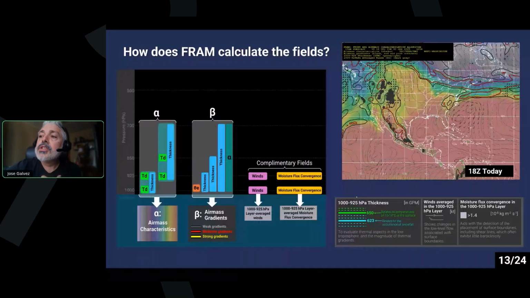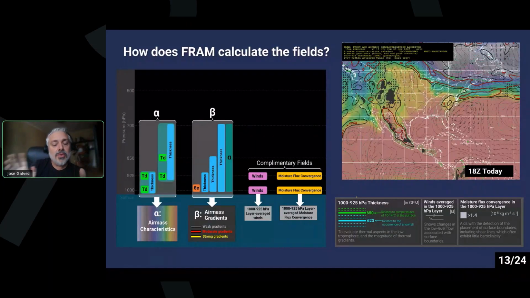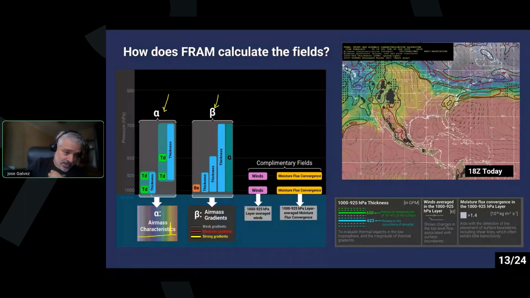What does this algorithm look into? This algorithm looks into different things. The main two things that are plotted are these fields called alpha and beta. Alpha is the air mass characteristic field. This is constructed using these variables: it uses thickness in the low troposphere and also dew point temperatures in the low troposphere. Thickness relates to temperature, the temperature of the layer, and the dew point relates to the moisture.